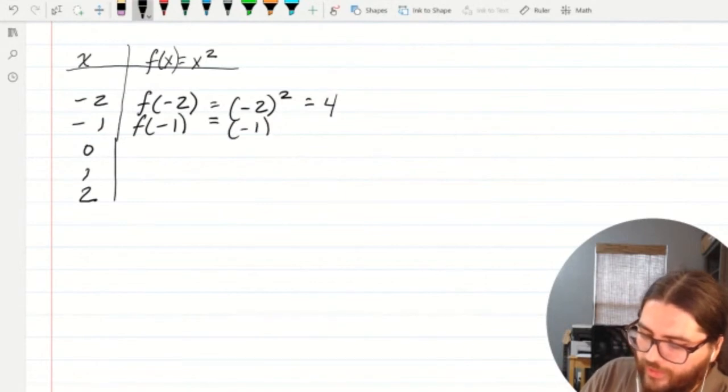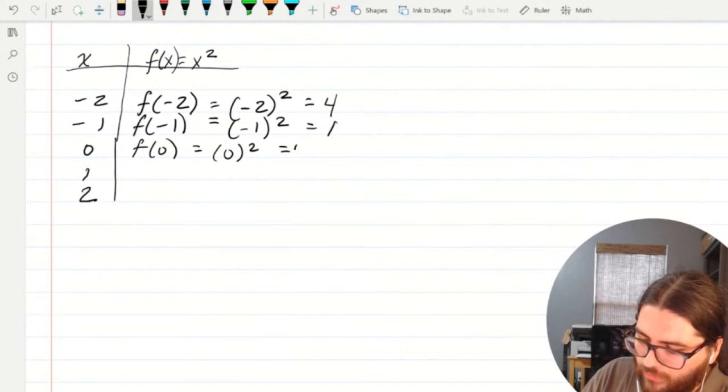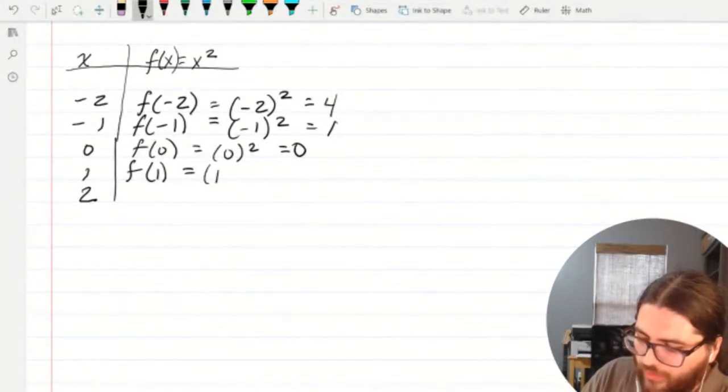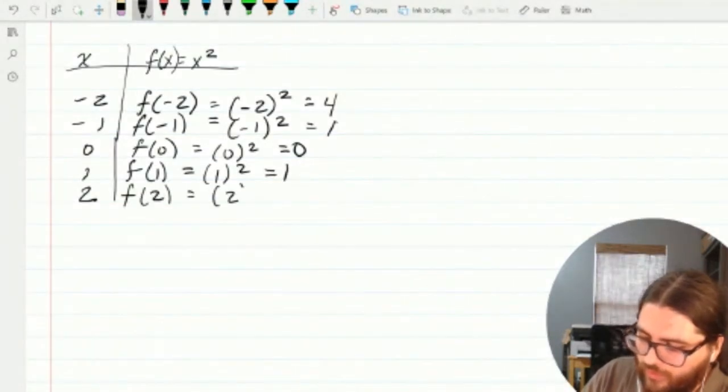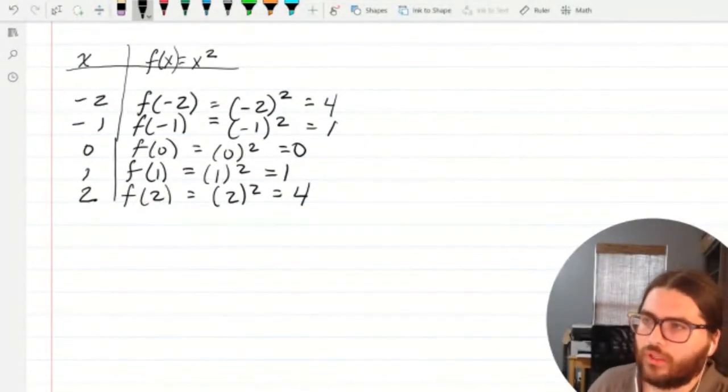And likewise on down the line, -1 squared is +1. 0 squared is 0. 1 squared is 1. And 2 squared is +4. Notice how it looks like whenever I square something in this function, I'll never get a negative number.